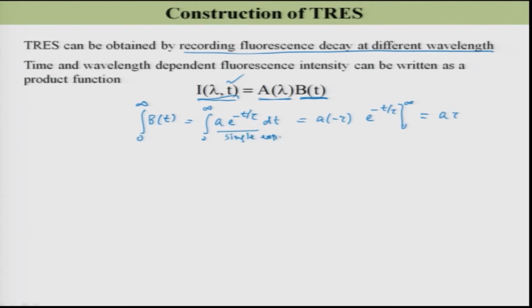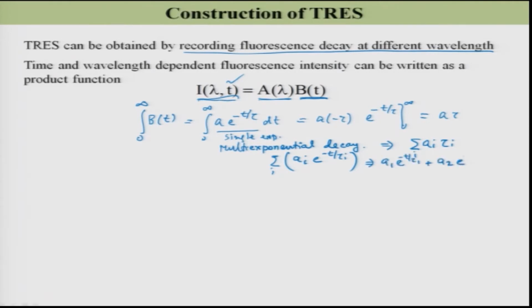So, I will get this one. If it is a multi exponential decay, this will be sum over i a_i tau_i. In this case, the decay function is sum over i a_i e to the power minus t by tau_i. This is my fluorescence decay, right. It means a_1 e to the power minus t by tau_1 plus a_2 e to the power minus t by tau_2, and so on, depending on the value of i.